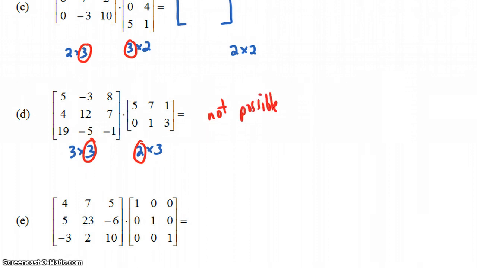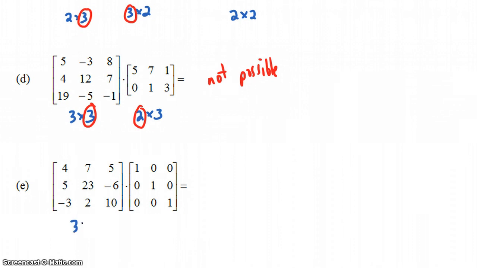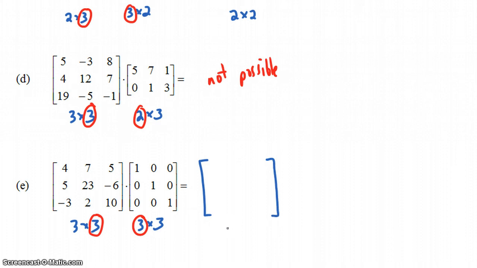And finally, notice the last example. We have a 3 by 3 and a 3 by 3. We have two square matrices that have the same size. If you have two square matrices that have the same size, if they're both 3 by 3 or 4 by 4, then yeah, it will be possible to multiply the matrices. And in fact, the product is going to also be a square matrix of that same size. It will be a 3 by 3 matrix.